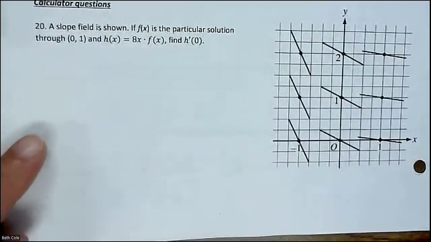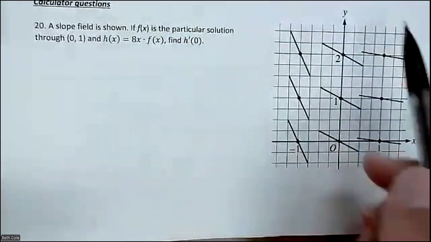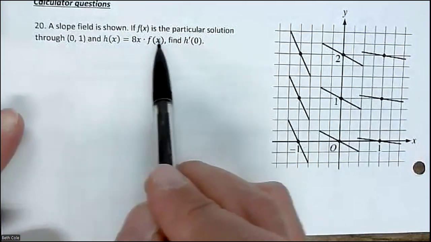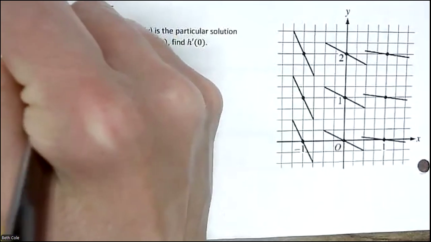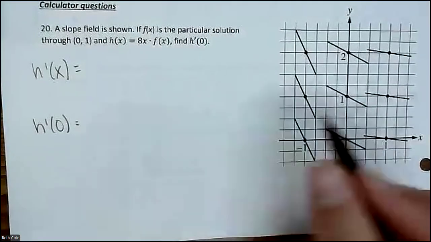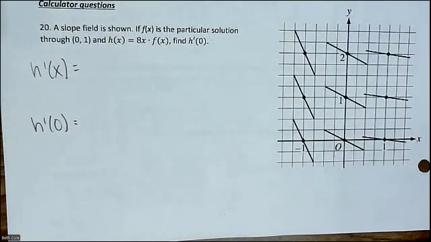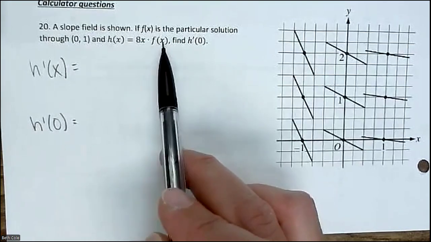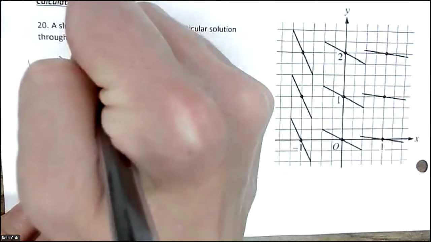All right. The slope field is shown. This is f of x, particular solution through (0, 1), and then h of x equals this thing. Find h prime of 0. So we're going to find h prime of x, and then we're going to plug in 0. If they ask you for h prime of 0, that's how you want to set it up. Now, what rule do you need for that derivative? Product rule. Good. So we did one earlier. How does product rule start? Yep, the first thing, 8x.